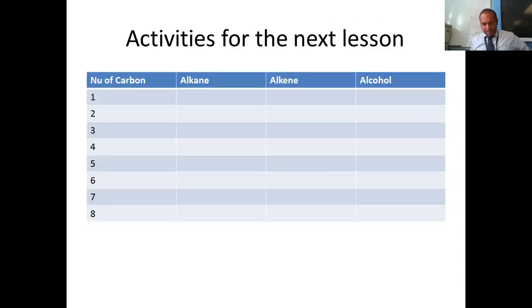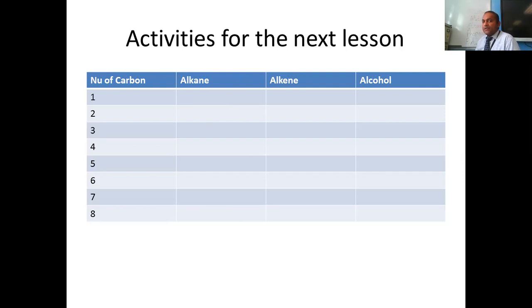Okay, so guys, that is coming to the end of our lesson today. What is required from you for this lesson? I'd like you to try to fill up the name of all for each of these homologous series. For alkane, for 1 carbon, I have given you methane, ethane, propane, butane, and I'm going to ask you to find out from the prefixes just now and fill up to the 8.